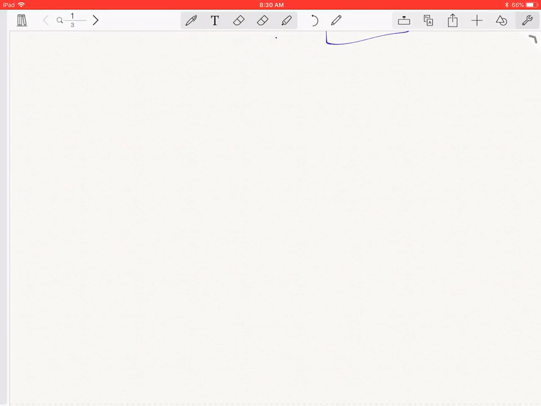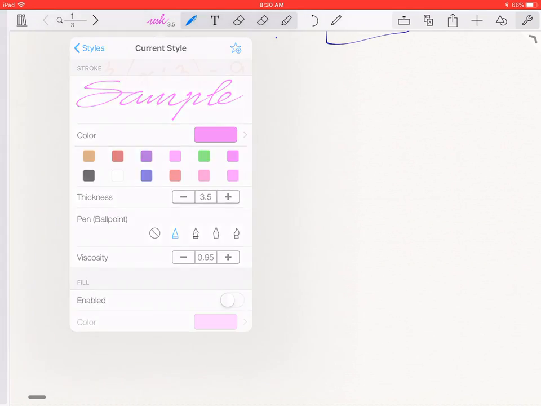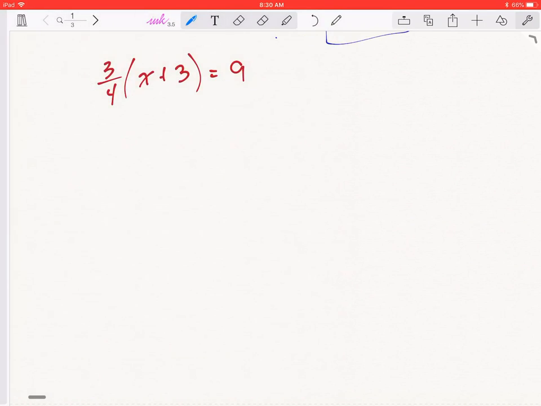We're going to talk about some more problems in solving equations that have fractions, using the multiplication properties of equality. All right, let's say I have this problem here, and it's going to be 3/4 times (x plus 3), and that's equal to 9. Now, we know how to solve this a couple of ways. We can solve this by distributing the 3/4, okay?